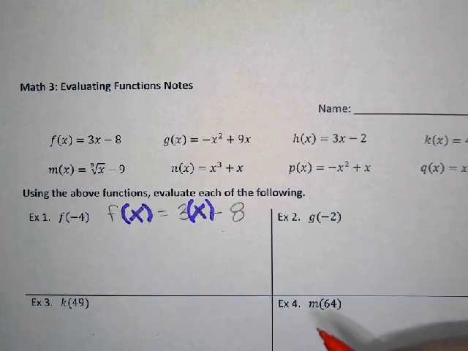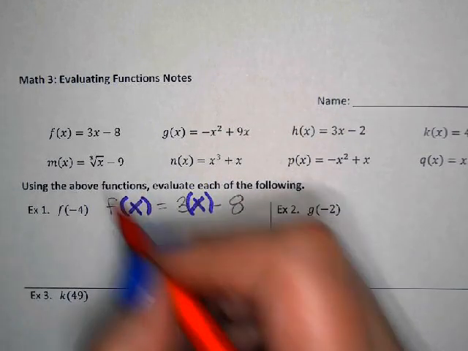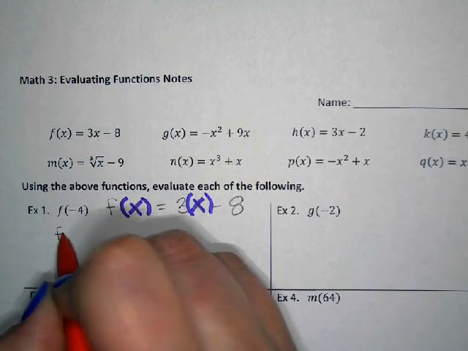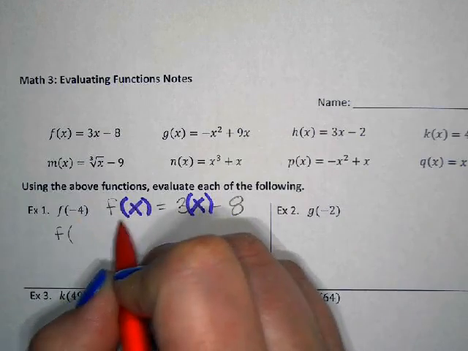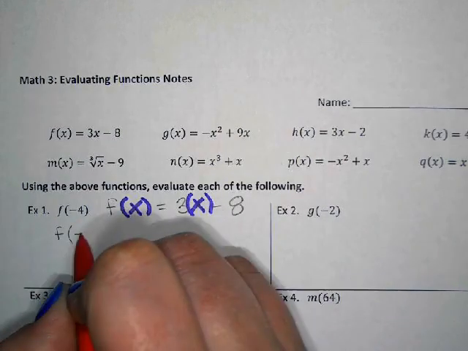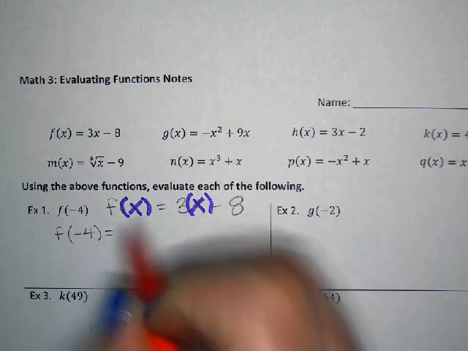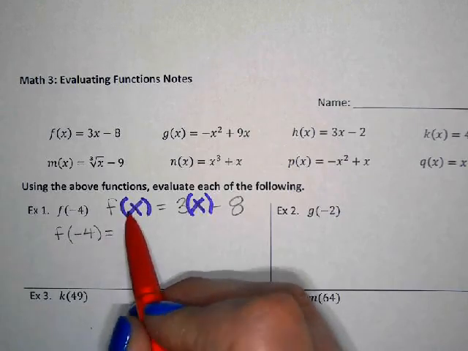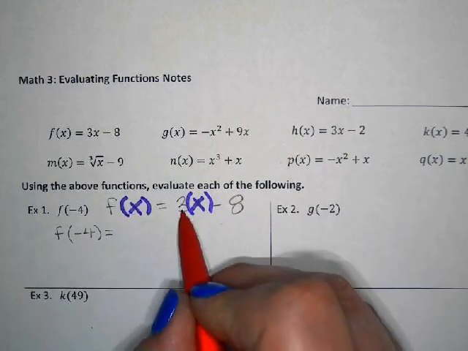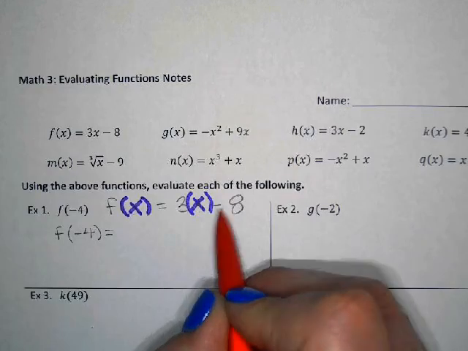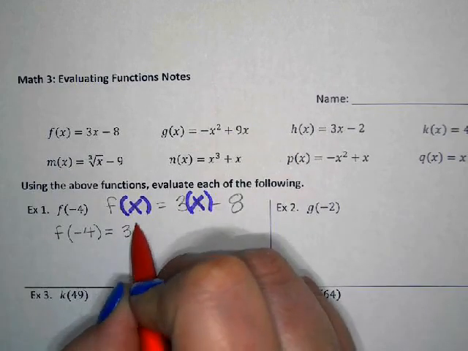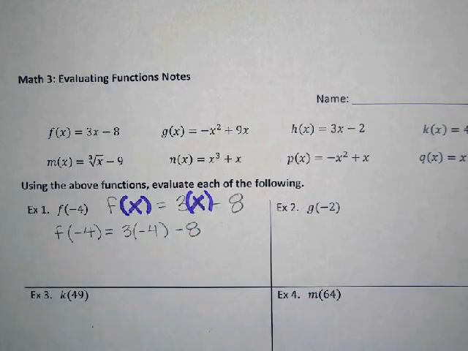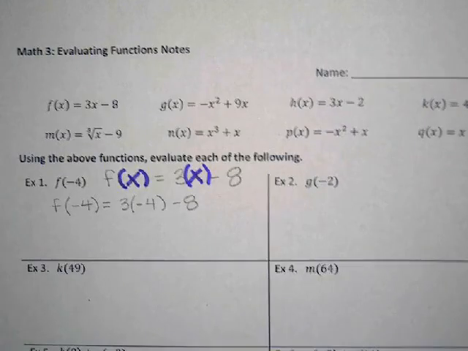So when I type this in on my calculator, I'm going to say f of, and the number I'm plugging in is -4. F of -4. You can write this part with the color if you want, or you can write it in pencil. It doesn't matter. So f of -4 equals 3 times -4 minus 8. So all I did is I took the x out, and I put the number in that I was supposed to be plugging in.